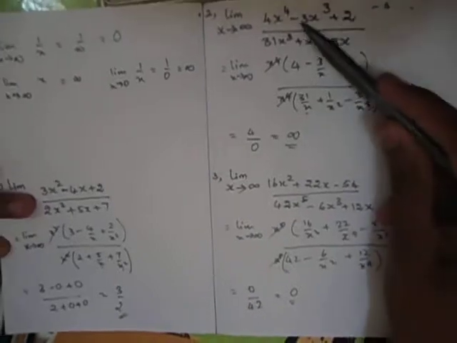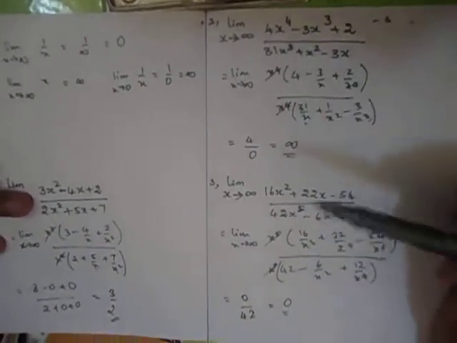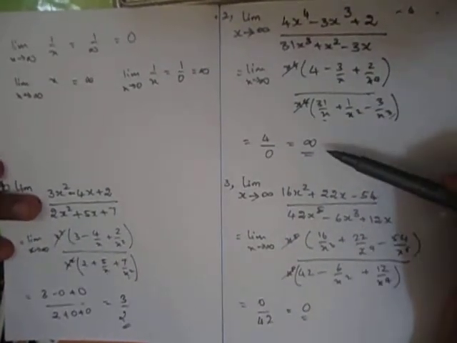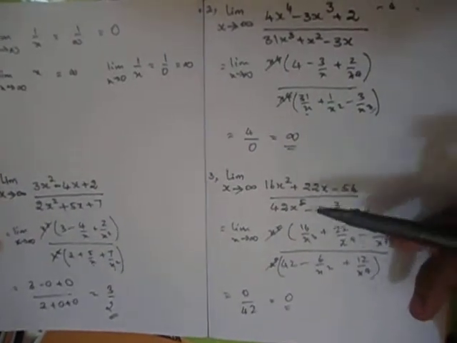And when the numerator degree is greater than the denominator degree, like in this case x power 4 and x power 3, then the limit when x tends to infinity will always be infinity. Whereas when the denominator degree is more than the numerator degree, we'll always get 0.